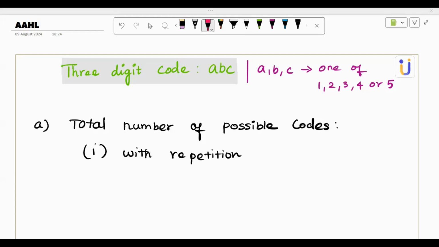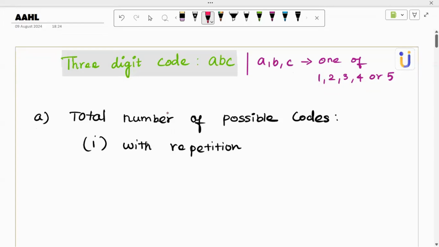Okay, so it's a total of 16 marks. First thing is very simple. There is a 3-digit code given, ABC. ABC is one among the numbers 1, 2, 3, 4, or 5. Now we need to find the total number of possible codes with repetition. So the same digit, like 1, 1, 1, or double 2, can be used. It can be repeated.